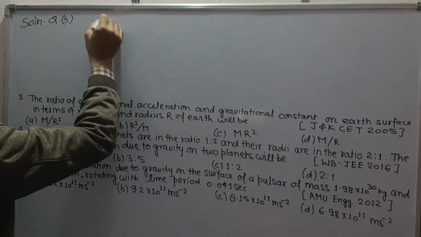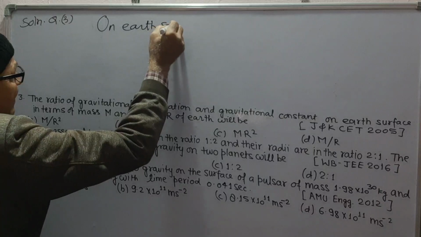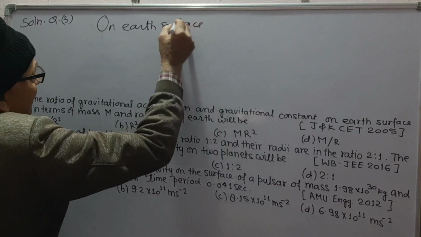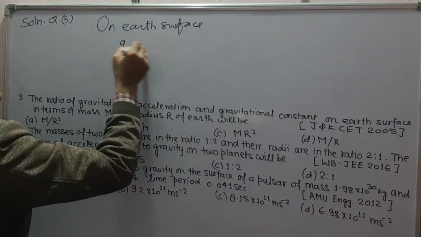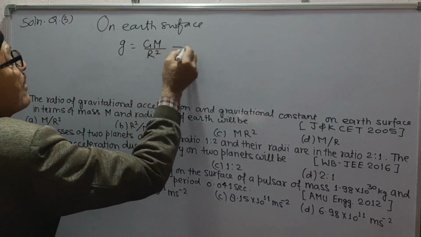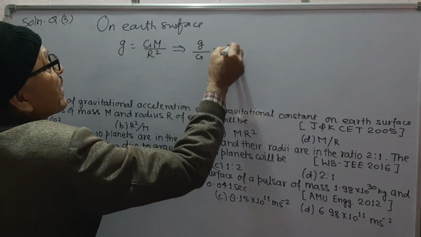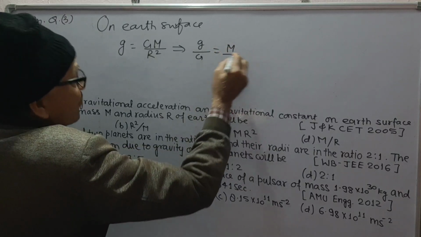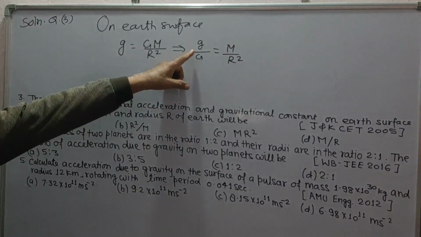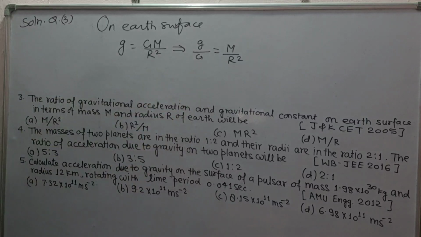Here, on earth surface, g is equal to GM upon r square, which gives g upon capital G as M upon r square. So, the ratio of acceleration due to gravity and gravitational constant is M upon r square. So, the correct option will be A.